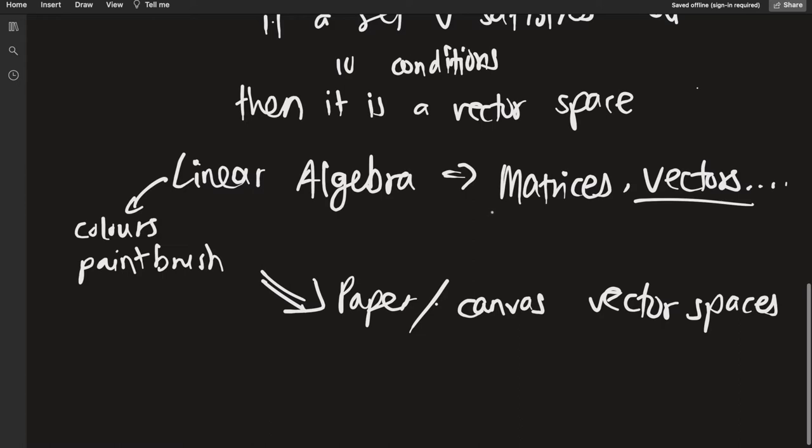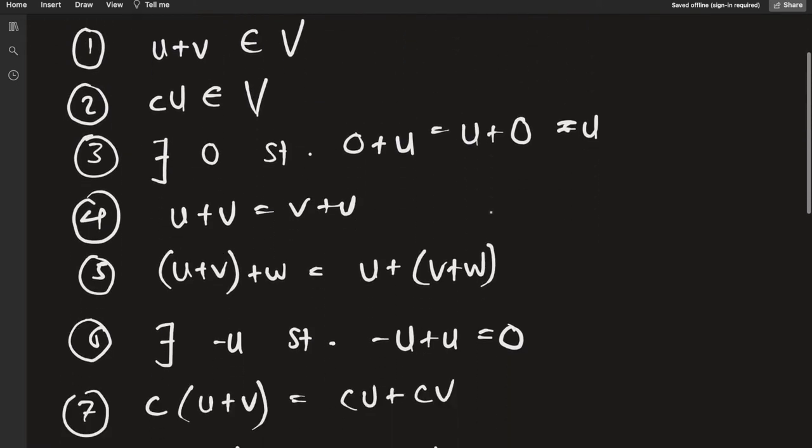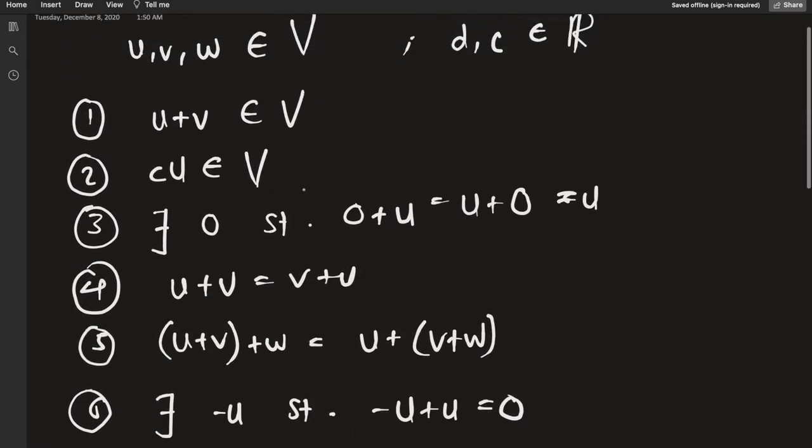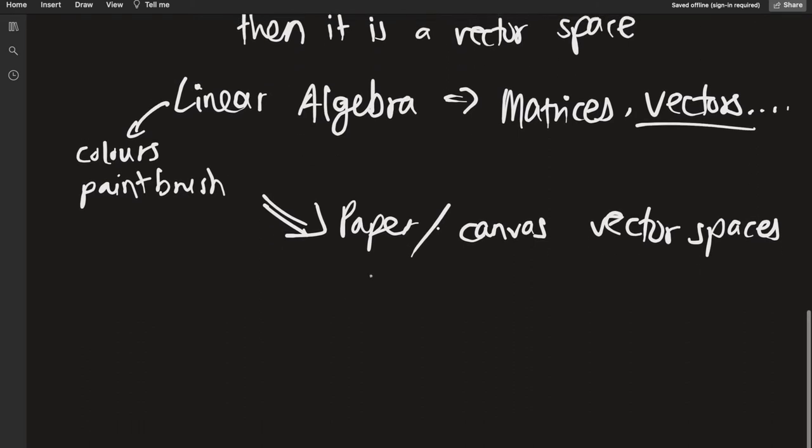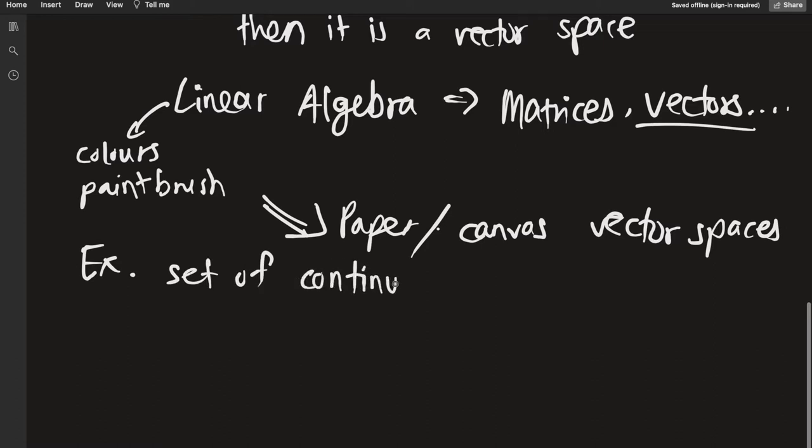The essence of linear algebra actually lies, if you think about it, in the first two conditions of the vector space. And this fact is elaborated in the concept of subspaces. But before going to subspaces, let me give you examples of vector spaces so that it's clear. The first example that I can give you is a set of continuous functions.